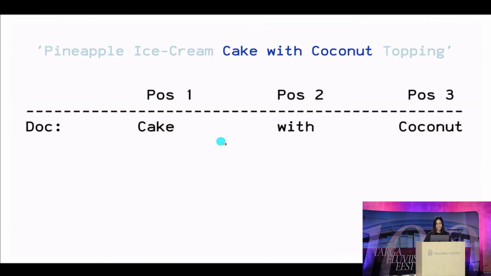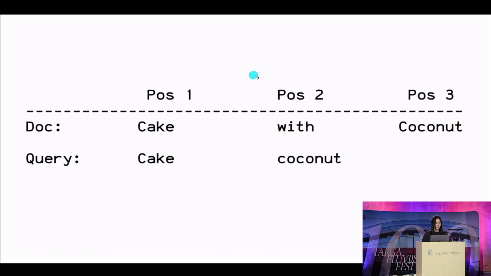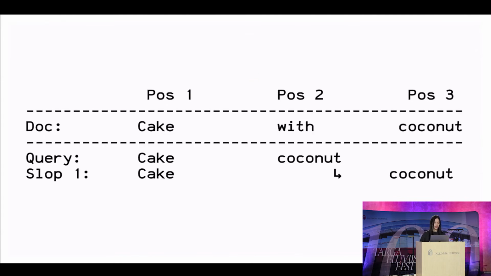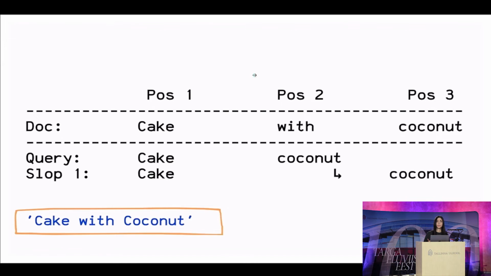So what I have here, I tried to make it very simple for you to understand. The result was cake with coconut, and what I was looking for was actually cake coconut. And I gave it a slop parameter of 1, and what it does is actually, okay, can I move the second term 1 time and still find the results? And that's what you can see, because now we have cake in position 1, coconut in position 3, but we only had to move 1 time.